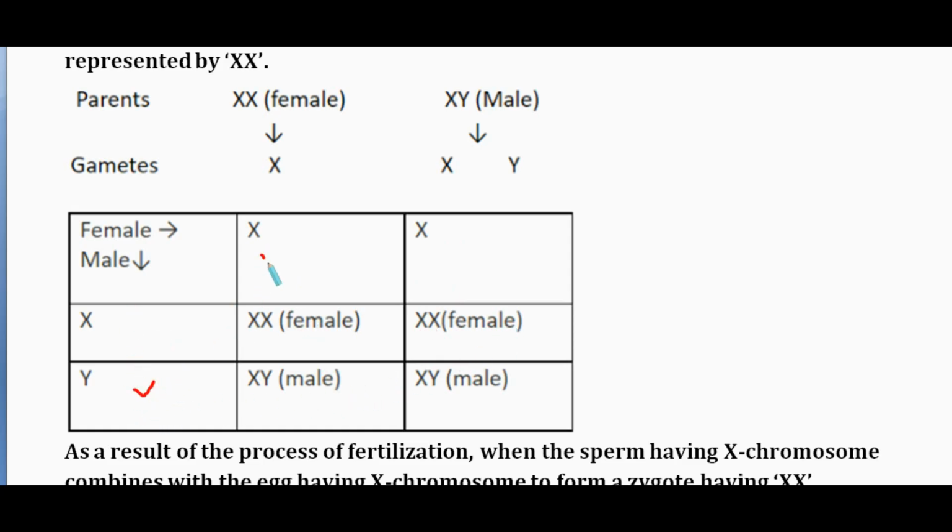Now the combination of Y with X: the X gamete from the female and the Y gamete from the male. Then we get XY and the child is male. Similarly, here X and this is Y, we get XY and this is also a male.